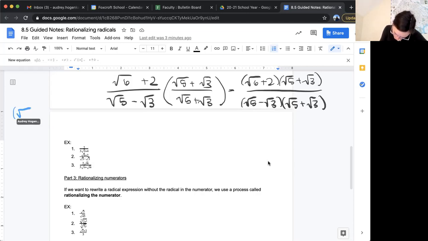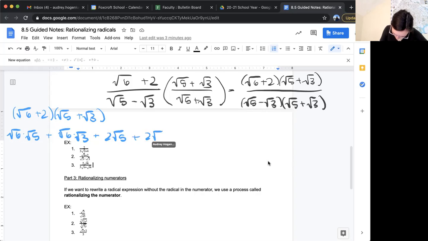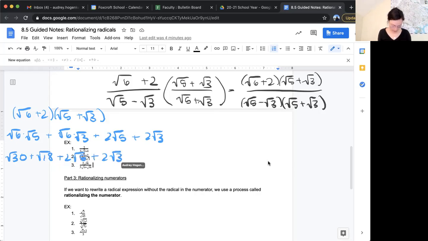We have square root of 6 plus 2 times square root of 5 plus square root of 3. So square root of 6 times square root of 5 plus square root of 6 times square root of 3 plus 2 square root of 5 plus 2 square root of 3. Okay, and then square root of 6 times square root of 5 is going to give me square root of 30 plus square root of 18 plus 2 square root of 5 plus 2 square root of 3. So that's going to be the FOILed out version of my numerator.